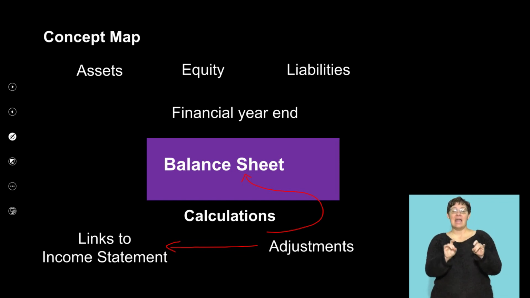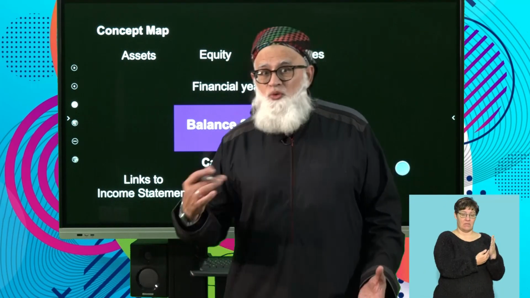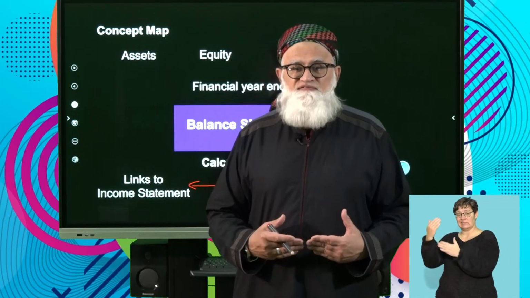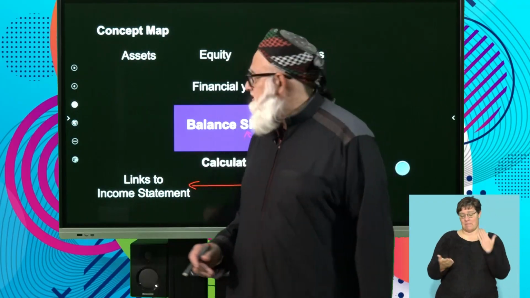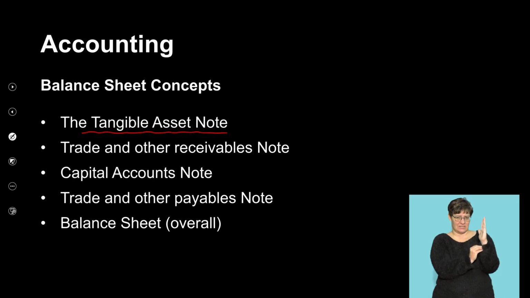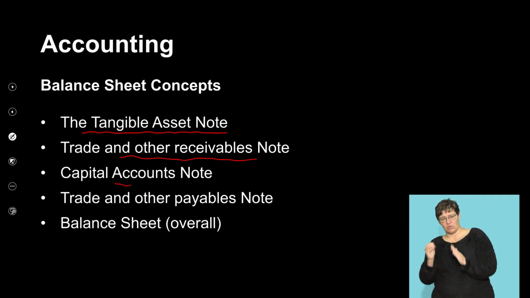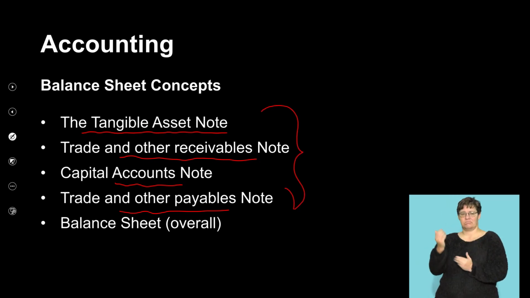For examination purposes, you are expected to know both of them, how to complete both the statement of comprehensive income as well as the statement of financial position. In other words, income statement, balance sheet. Now remember, these are notes that you have to complete: the tangible asset note, the trade and other receivables note, your capital account note, your trade and other payables note, and obviously all of these then fit into your balance sheet.